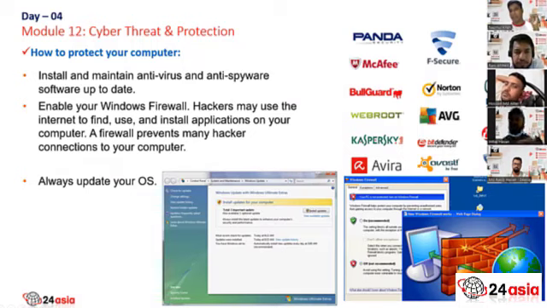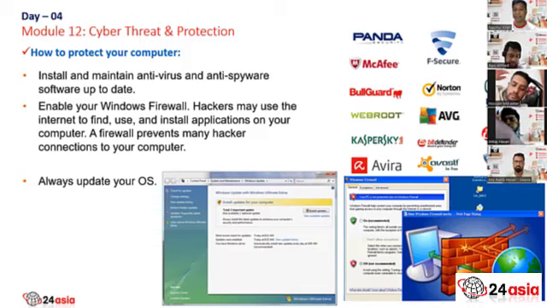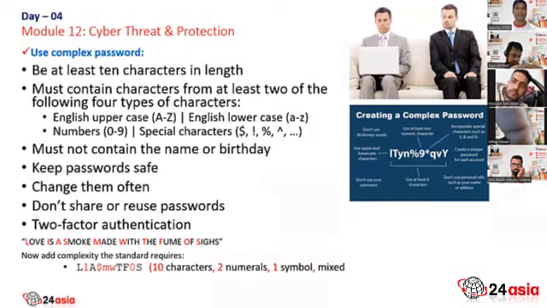So if you just use these three methods: updated antivirus, Windows Firewall on and activated, and Windows updated with the latest patches, you are almost 90% sure that you will not fall victim to a cyber attack. Okay, because 90% of hackers are unable to hack because of these three things being activated.